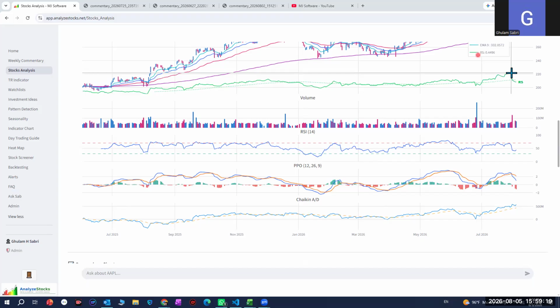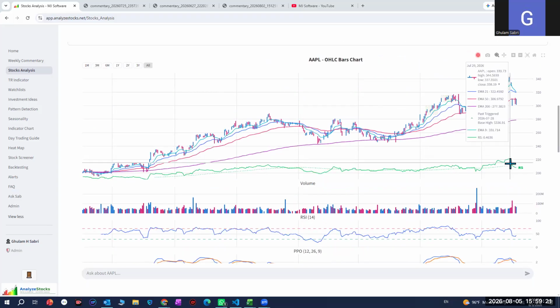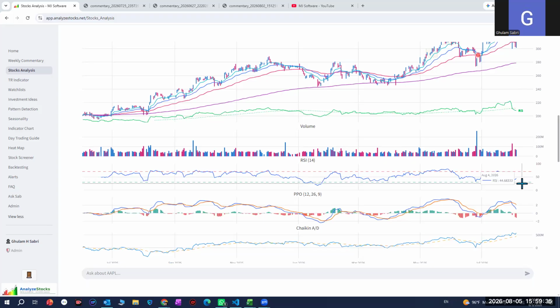It was very good till this point. Which was the point? July 29. But as we know, for the last 10 days after the earning, July 29 was the earning, Apple has come down. That's why its relative strength is fading, is coming down. That's why it is a hold as of right now.